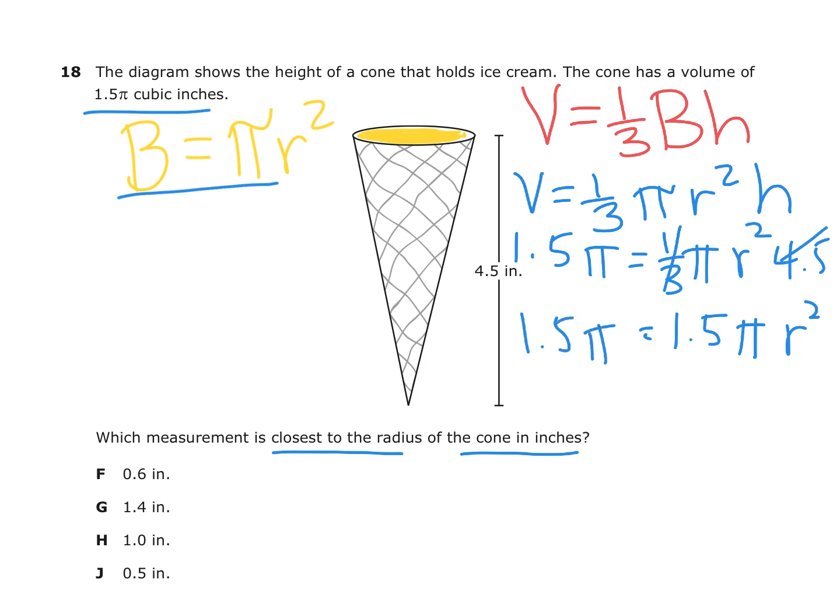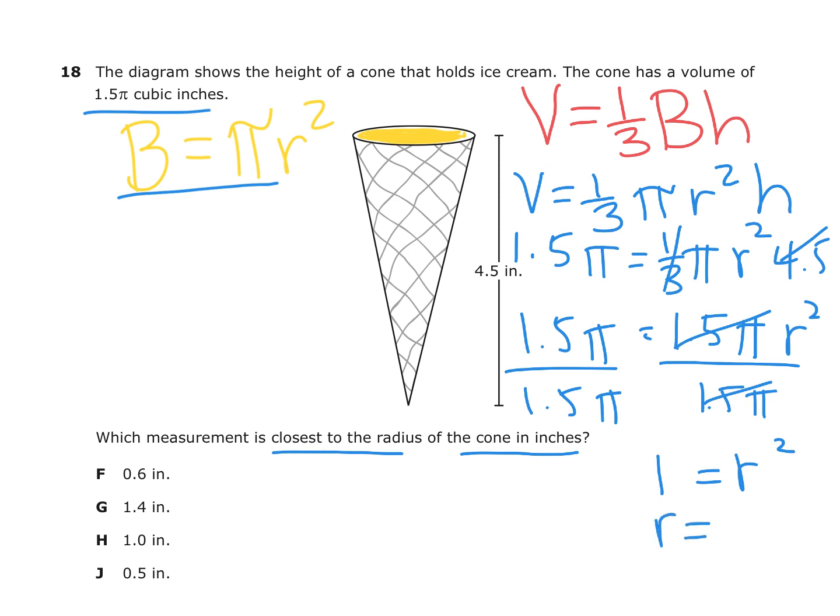So if I divide by 1.5 pi on both sides, they will cancel out. So when they cancel out, r squared is equal to what? 1.5 pi divided by 1.5 pi, that's just 1. So that means that r would be the square root of 1, which is exactly 1. So the answer should be H.